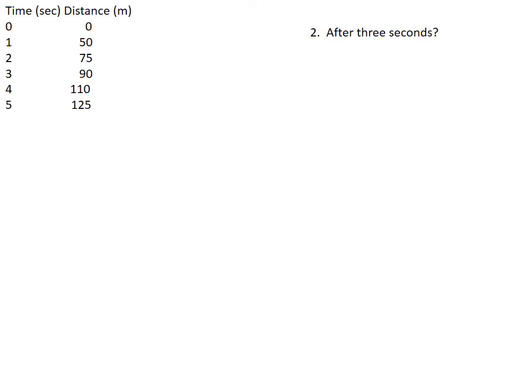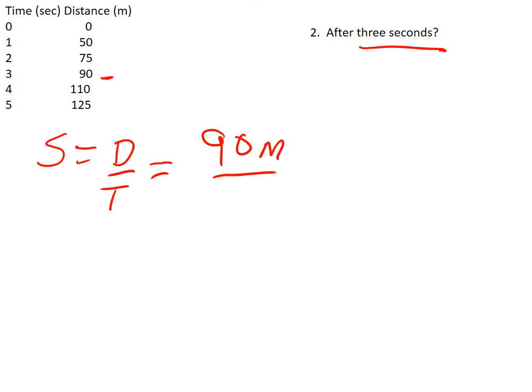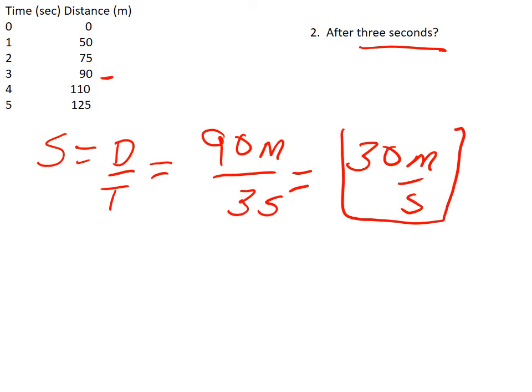This one is asking you to calculate the speed after 3 seconds. So again, speed is equal to distance divided by time. At 3 seconds, the distance is 90 meters. So it's 90 meters divided by 3 seconds, and that would be 30 meters per second for this one.